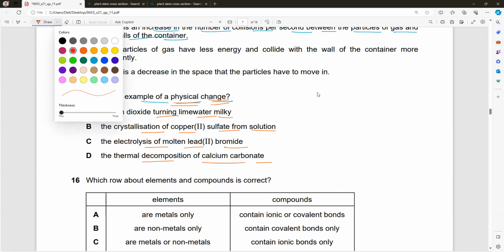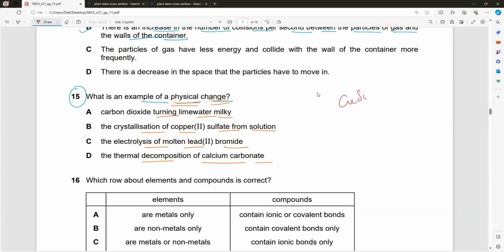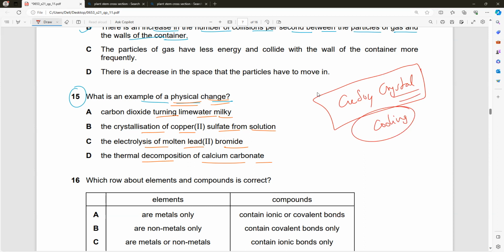Yes, please. You might have studied in 8th class copper sulfate crystals, CuSO4 crystals. We just start heating to the temperature. After that, we give it for cooling so that we can notice the copper sulfate crystals. So it is what, everybody? Physical or chemical? Remaining all you check. Carbon dioxide turns lime water into milky, so it is a chemical change.